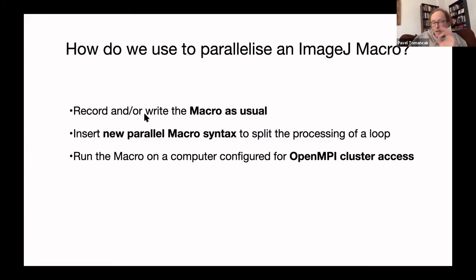So you record or you can write or whatever, you use the existing macro as you have it. And now I will give you an impression of how you can insert very small syntax into your existing macro to make it parallel. And then I will show you how you can do a little bit more complicated thing. You insert the syntax to make it parallel. And then if you are running this on a computer which is configured to connect to a cluster which runs OpenMPI, this macro will distribute across the cluster.